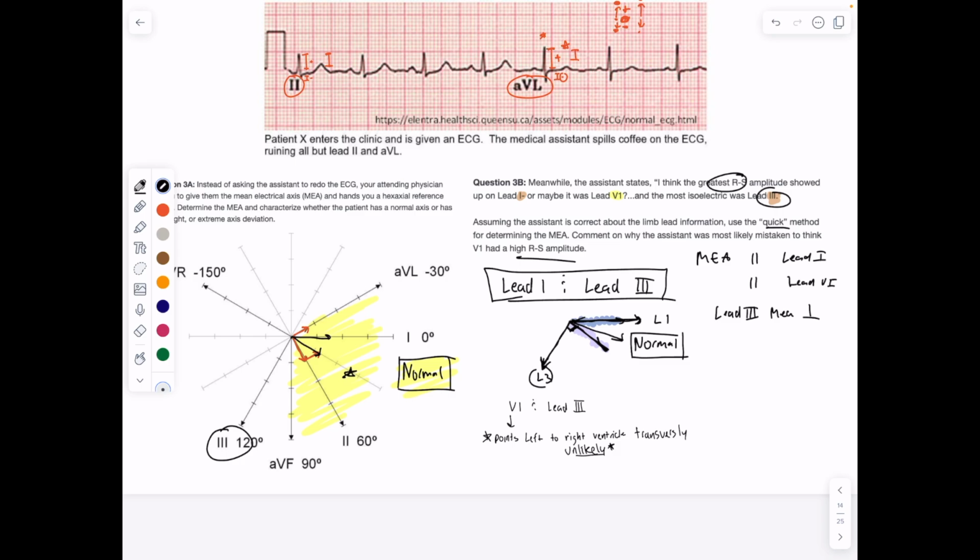So in between those two is going to be our mean electrical axis. And so that would be, right, 90 degrees from that, which is going to be like here-ish. So overall, approximately this, which is consistent with what we saw before.